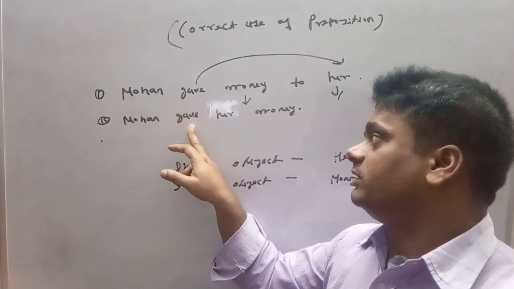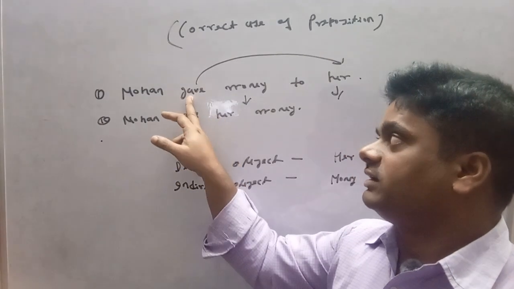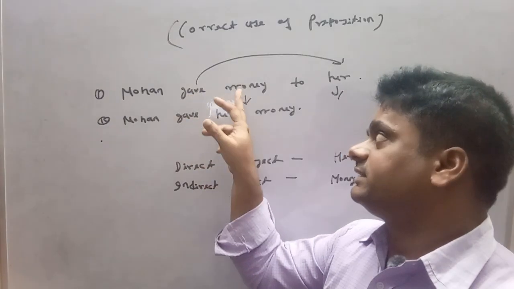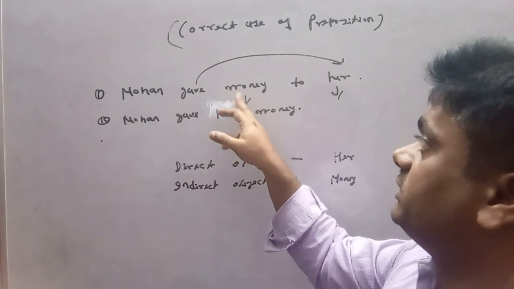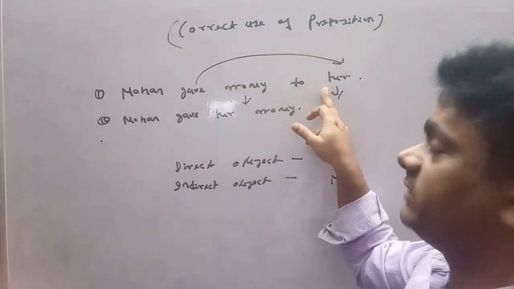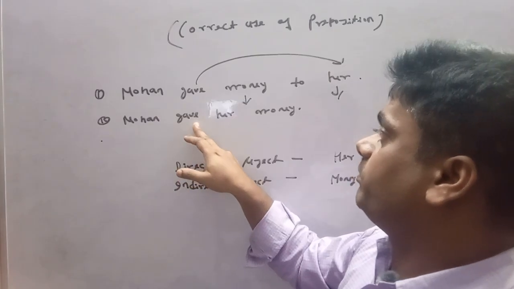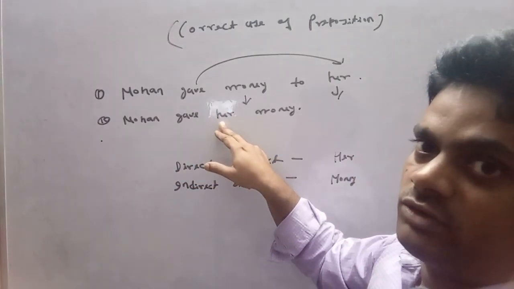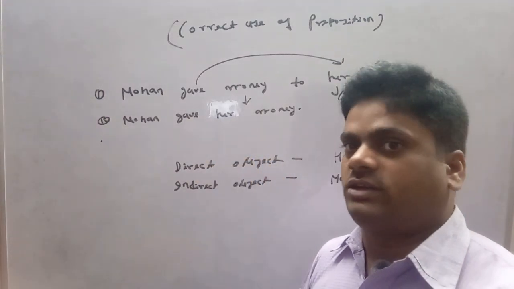Here the verb is supposed to find its primary object, that is her, but here the verb gave is supposed to find out its secondary object, that is money. And here, in order to associate the secondary object to its primary object, we have used preposition to, but here the verb is supposed to find out its primary object. Then we would not require any type of preposition to associate the primary object to its secondary object in the sentence.